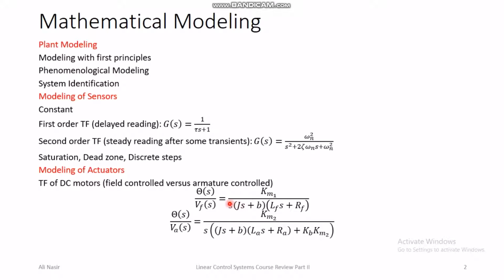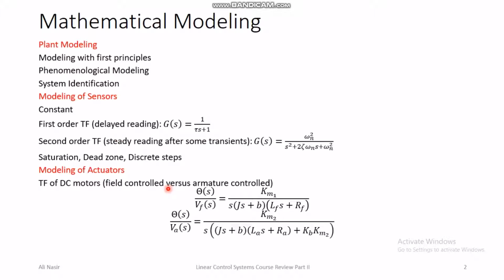And you can see that there is a rotor inertia involved, there are some constants of the motor, and there is an inductance of the field winding and the resistance of the field winding. And similarly for the armature controlled motor, there is some rotor inertia, similar constants, the inductance of the armature winding, the resistance of the armature winding, the constants related to the back EMF, and so on. So these are the different modeling techniques that you can use to model different components within the control systems.